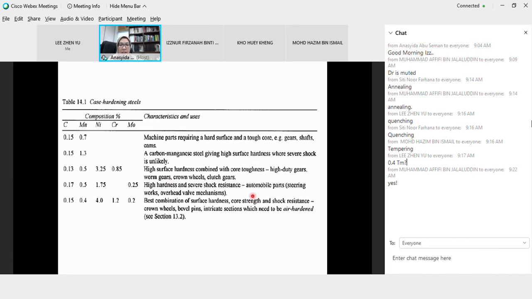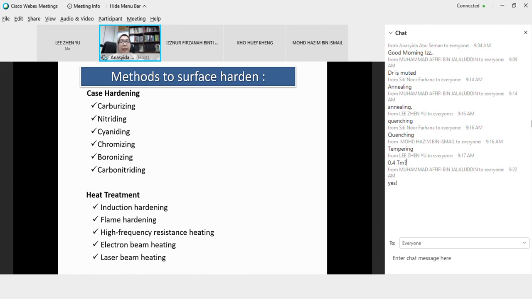Gear, semua je gear. Okay, automobile part, steering work, overhead, and valve mechanism. So all these require a hard surface, but they also need a core which is ductile. So this is actually why we do surface hardening. Some of the case hardening processes that people normally use are carburizing, nitriding, cyaniding, chromizing, boronizing, and carbonitriding.